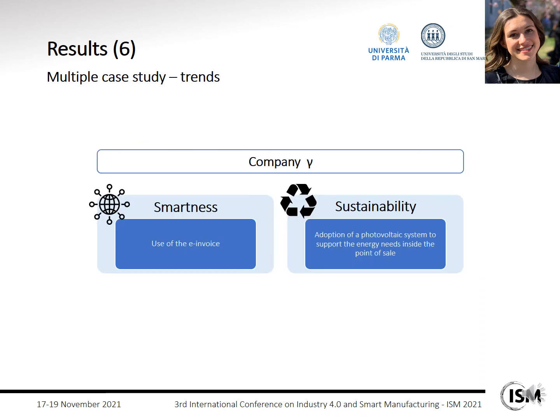The Gamma company. So this is the case of the retailer Gamma, where it can be noticed that, being the last link in the supply chain that we have examined, there is not much to record in terms of innovation, as we already mentioned. However, a willingness to respect the environment has emerged, which is demonstrated by the adoption of photovoltaic panels to support the energy needs of the point of sale. So this is the sustainability issue related to the company Gamma.